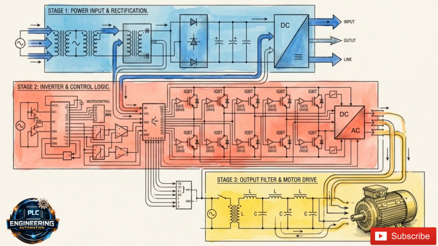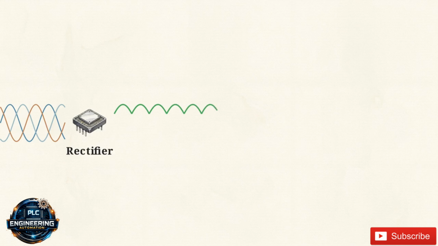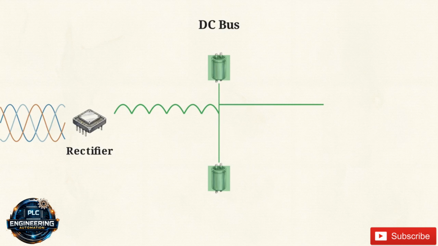It never converts AC directly to a different AC frequency. The power must go through a strict 3-stage transformation. First, the 3-phase AC enters the rectifier. A diode bridge strips the current into pulsating DC arcs. Because pulsating DC destroys downstream electronics, it passes into the DC bus. Massive capacitors act as shock absorbers, flattening the ripple into a stable DC supply.